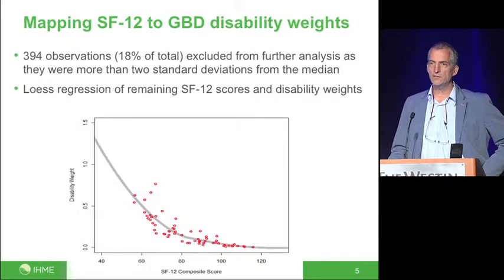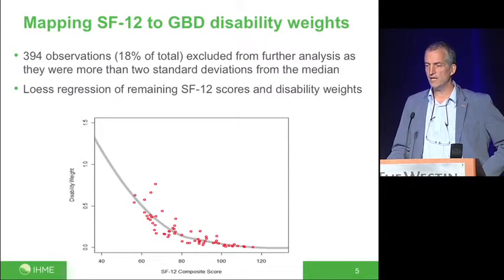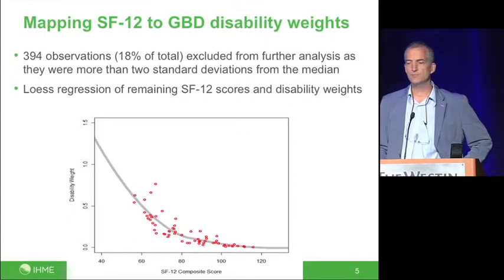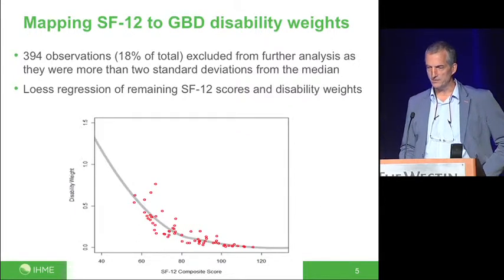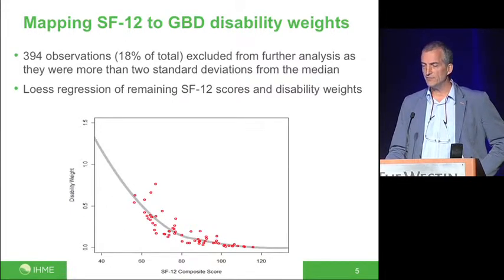After excluding a proportion of answers that were further than 2 standard deviations removed from the median, we then fitted a Lewis regression on the remaining SF12 scores and their disability weights. And you can see that there was a reasonable fit with the SF12 scores at the bottom and the disability weights on the y-axis.